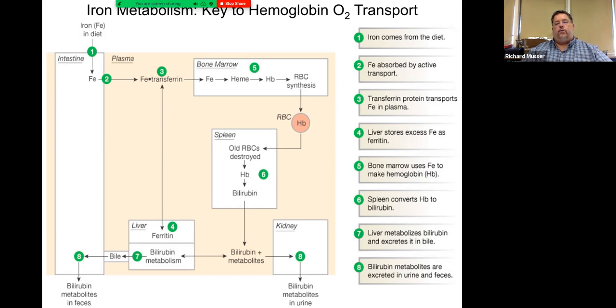The liver will store excess iron as ferritin. So when it's not being utilized, if you go down to number 4, ferritin will be the way the body stores excess iron.